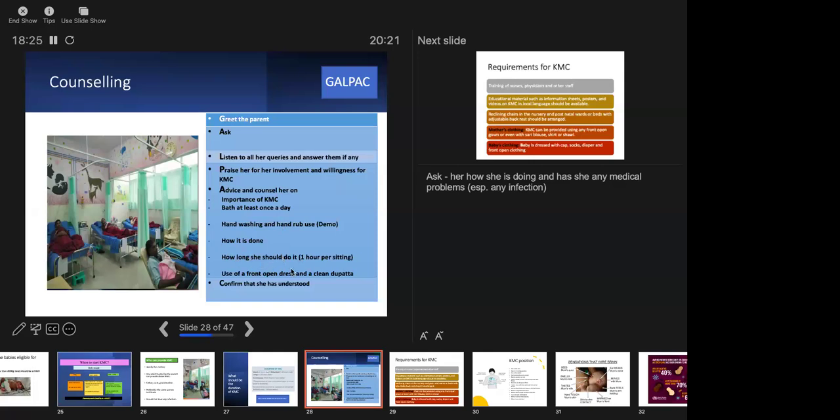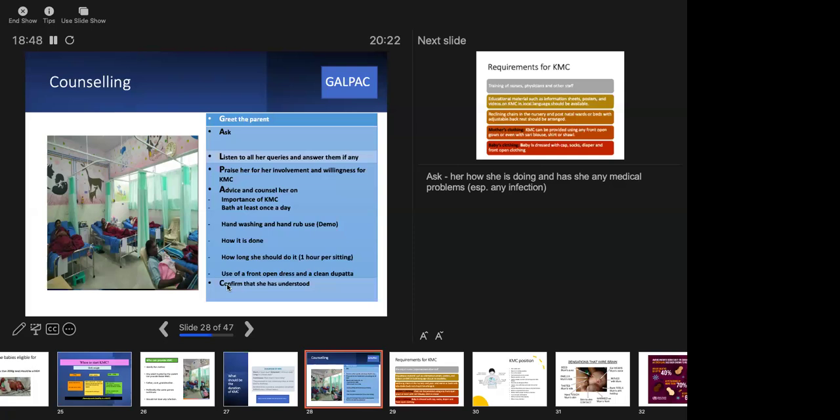You also have to tell her that there need not be any separate or special clothing to give KMC. Any cloth where the front part is open, if that is the criterion, then she can give the KMC. And once you advise the mother, the final step in GALPAC is C, which stands for confirming whether she has understood what you have told or not.